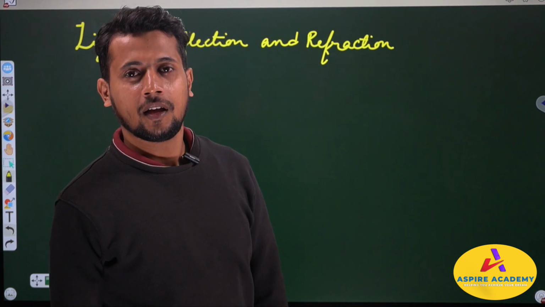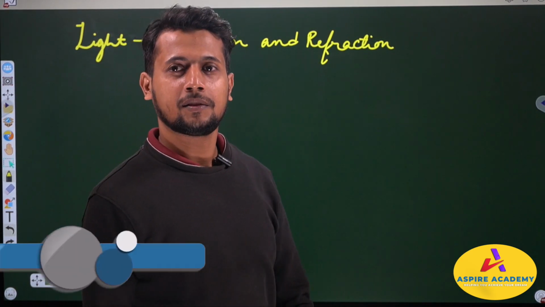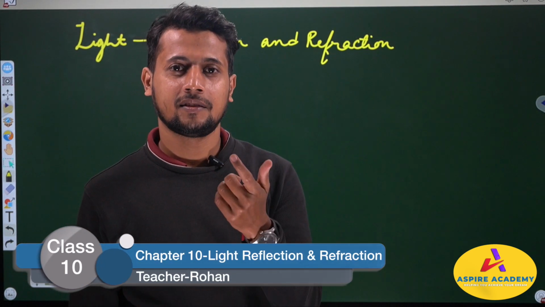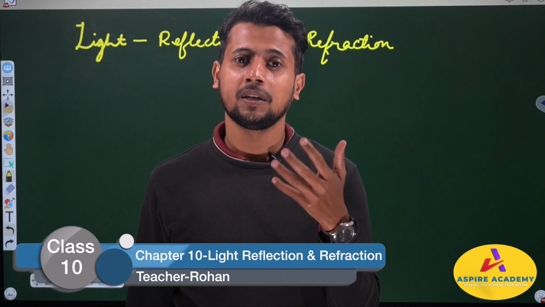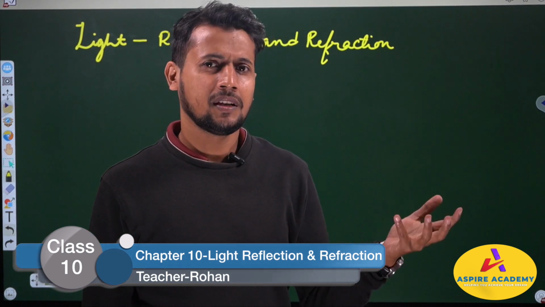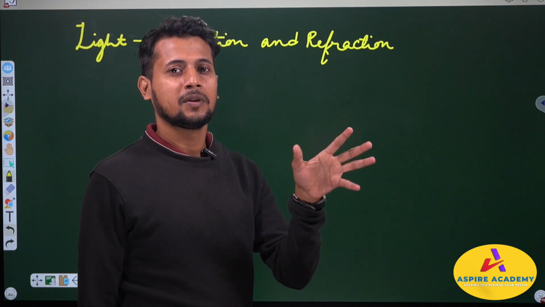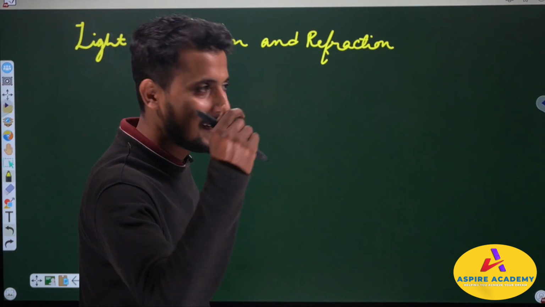All are doing well. Today we are going to start with a very interesting topic. It is light and how light helps us to see objects around us. Basically, light helps us to see objects with the principle of reflection. So first let us know what light is.